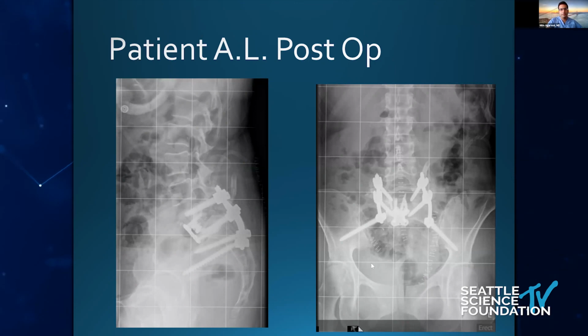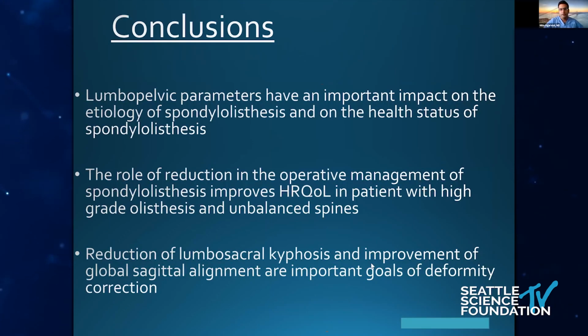So the reasons why we do this are threefold. One is this reduction maneuver allows us to really maximize and optimize our arthrodesis. Two is we're trying to prevent hardware failure because we're putting things in an optimal condition. And three, what we found is really an improvement in health-related quality of life outcomes. So improving the patient's quality of life through reduction.